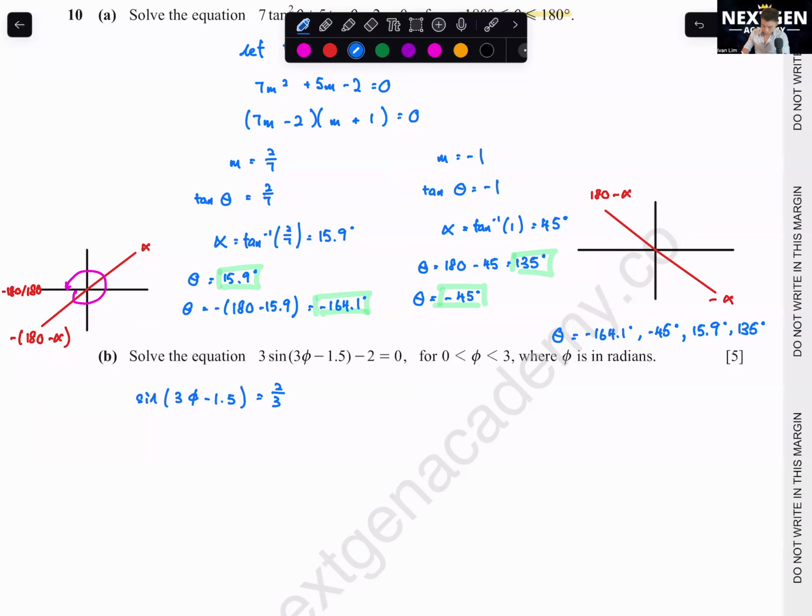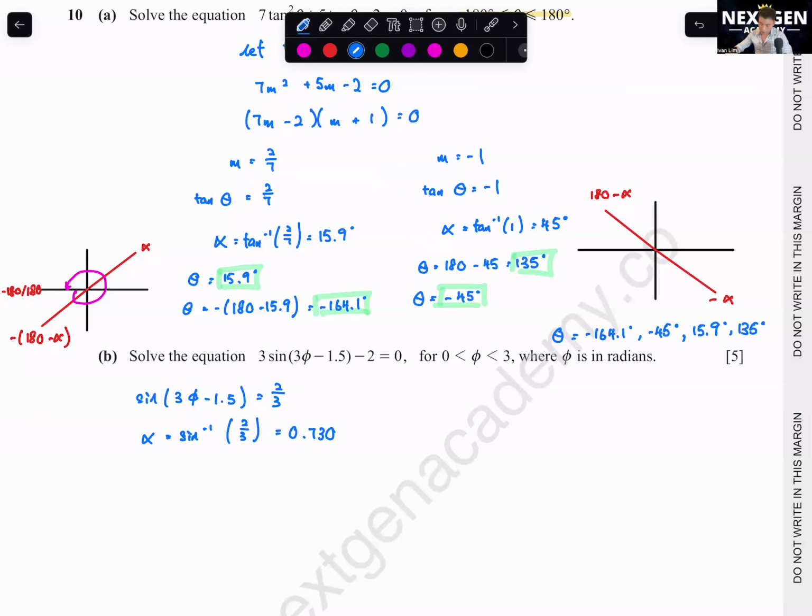Okay, then here we find our base angle, inverse sine 2 over 3. Okay, hold on a minute. Inverse sine 2 over 3. You see, I didn't put the close bracket, then the answer is totally different already. 0.730. Okay, this is our base angle.